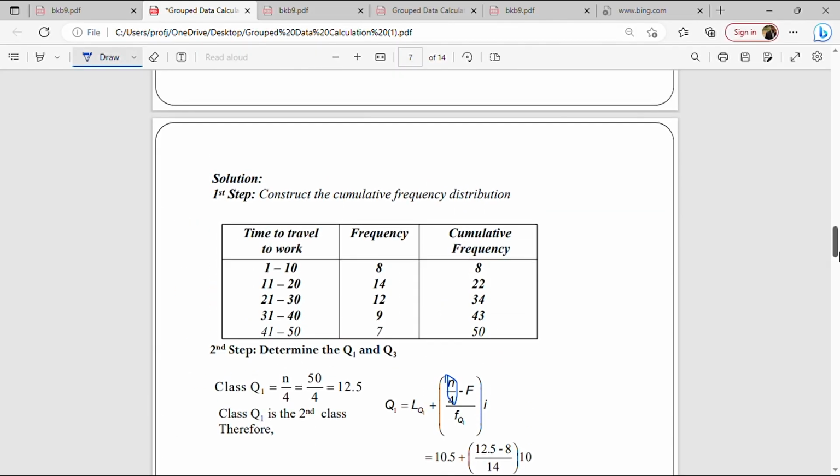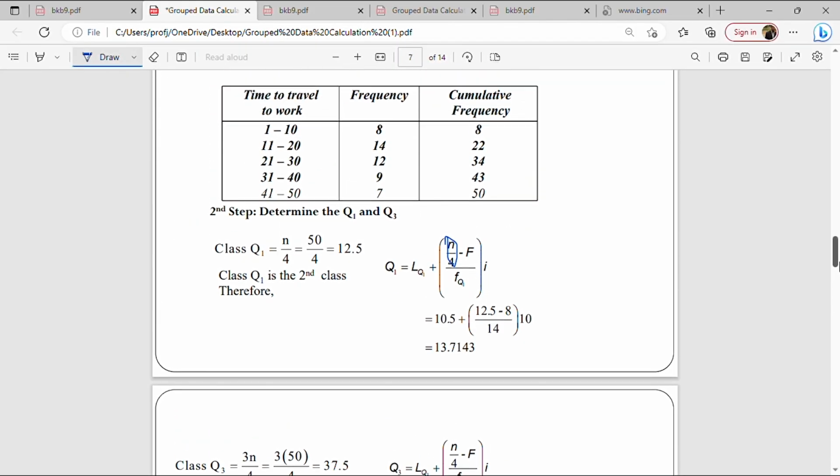Let me just explain this. Okay, so 3n over 4 is 37.5. Look for where 37.5 is. This is 34. We are using the cumulative frequency to judge. We cannot find 37 here. We can only find it here, so this is where it is.